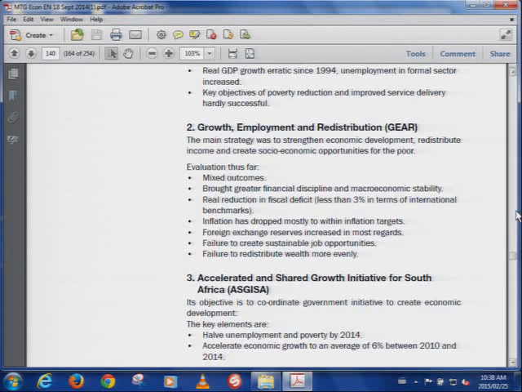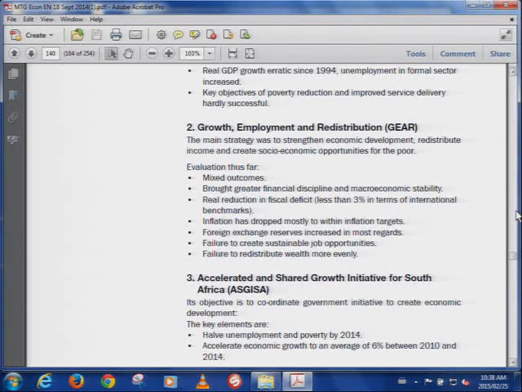There was a real reduction in the fiscal deficit to less than 3%, in terms of the international benchmark, but now it has gone back above 3% in this current administration. Inflation has dropped mostly to within inflation targets. Remember, our target is between 3 and 6%, so we have managed to keep it within the targets. The foreign exchange reserves increased in most regards. We've had a substantial base of our reserves in the past.